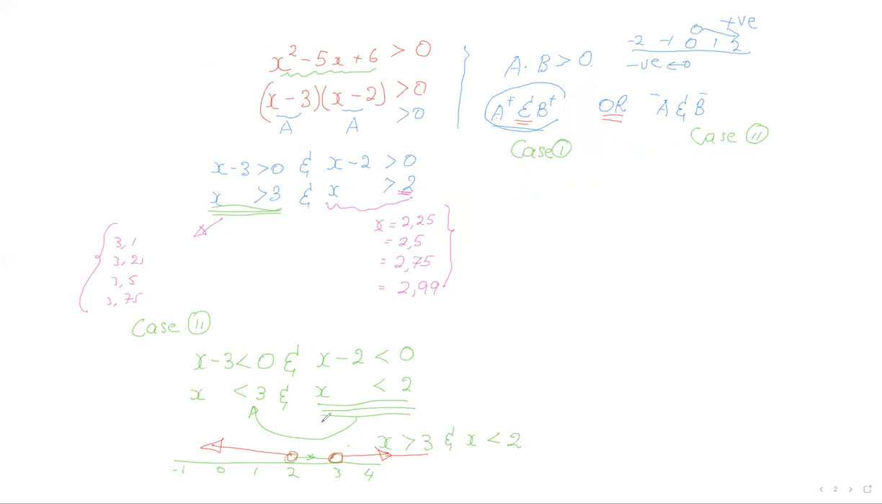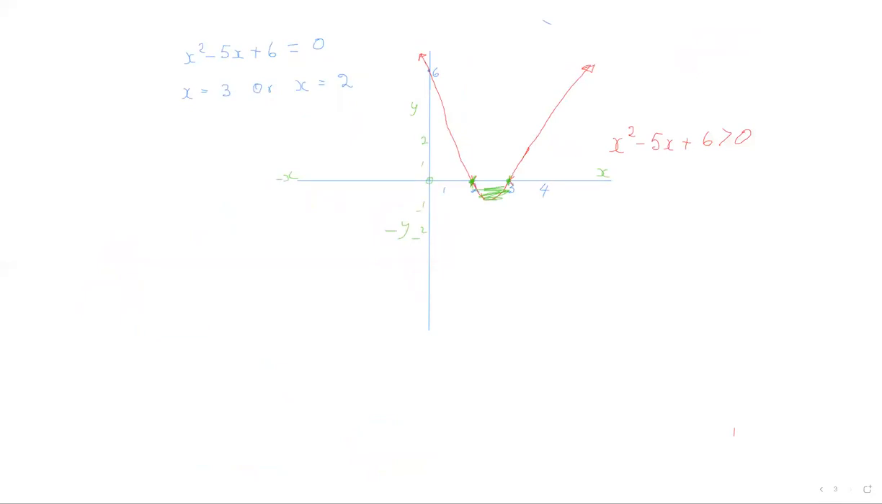Now, I want us to have a look at the very equation, but reversed in terms of sign. You can have the very equation x squared minus 5x plus 6, let's say is less than 0. The previous one was greater, now it's less than.